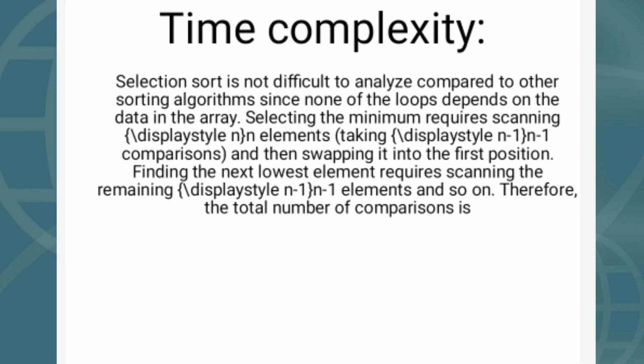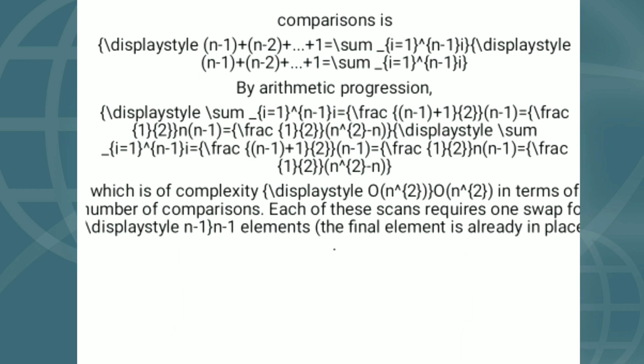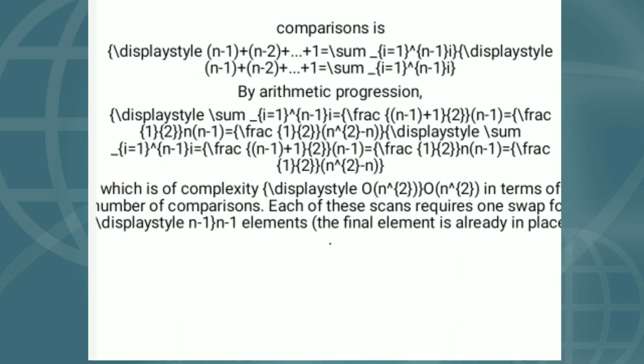Not the least topic, time complexity. Here we go. Selection sort is not difficult to analyze compared to other sorting algorithms since none of the loops depends on the data in the array. Selecting the minimum requires scanning n elements and then swapping it into the first position. Finding the next lowest element requires scanning the remaining n minus 1 elements and so on. Therefore, the total number of comparisons is order of n square. Mathematically, we explain time complexity as given below.